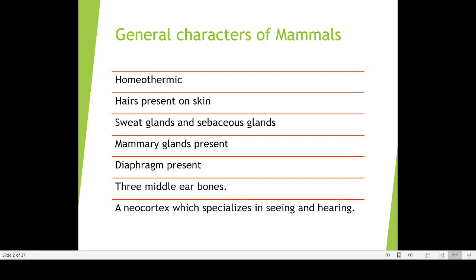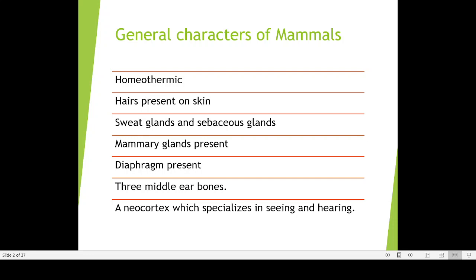So in mammals, we have three small bones that help in transmitting the sound from the outer ear to the inner ear. This is how transmission of sound takes place, and that is also another unique feature, another salient feature of the mammals. In other animals, we do not find these ear bones or middle ear ossicles.